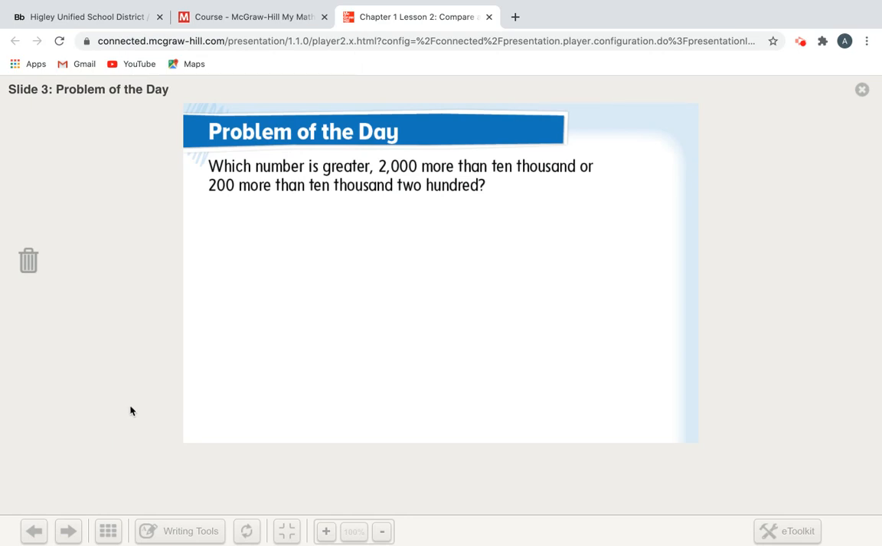So the problem of the day, you will need your math notebook for this. And it is, which number is greater, 2,000 more than 10,000 or 200 more than 10,200? Press pause, and when you're ready to move on, press play. If you answered 2,000 more than 10,000, you are correct. Nice job.